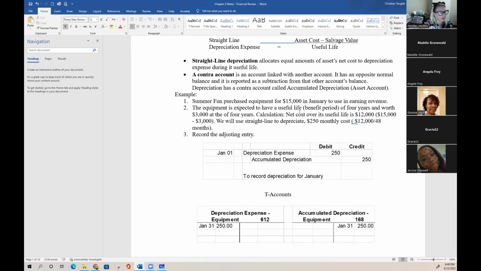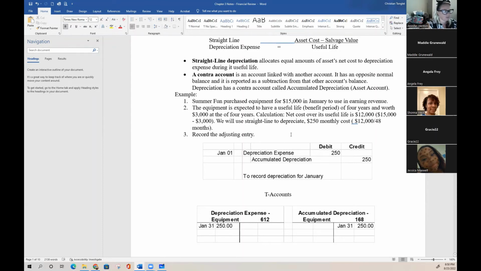If you want to figure it out by month, depending on how they're asking you the question, you know that 4 years has 48 months. So I'm dividing it by 48 months, and I come up with $250. So if I'm entering it monthly, I do $250. If they ask for yearly, you would just divide it by 4 and give the yearly number.